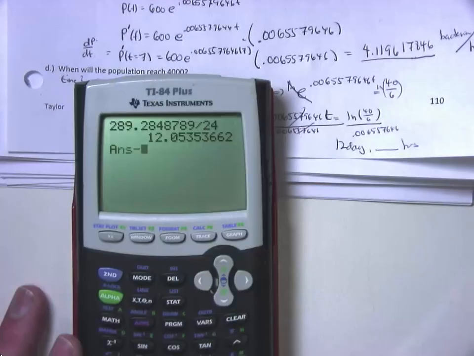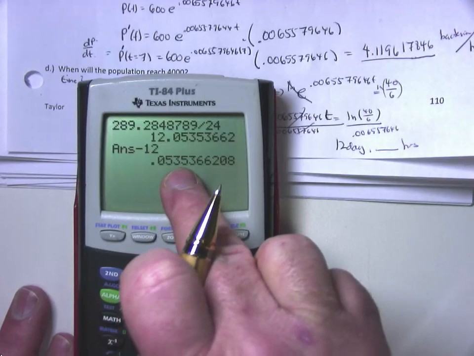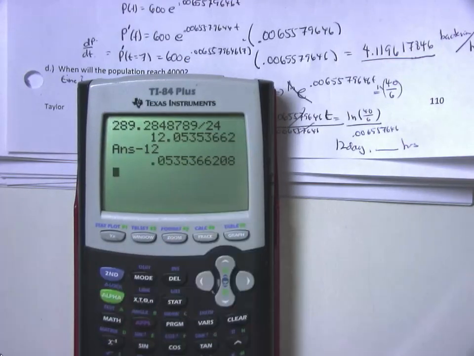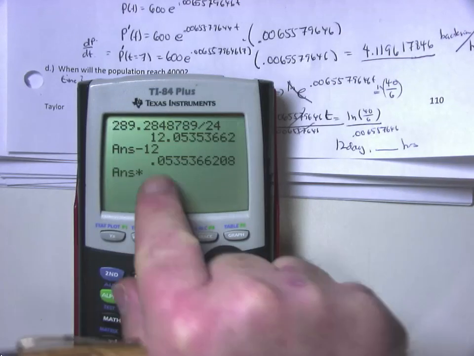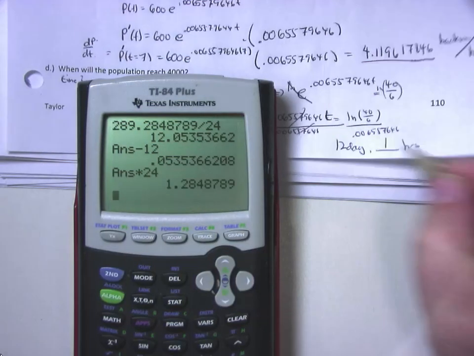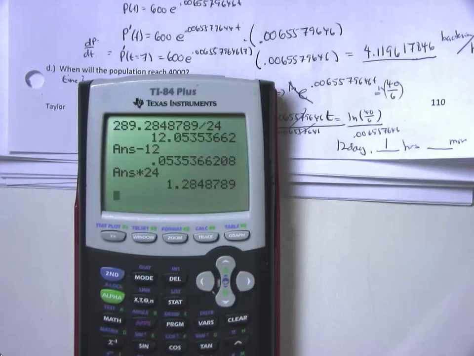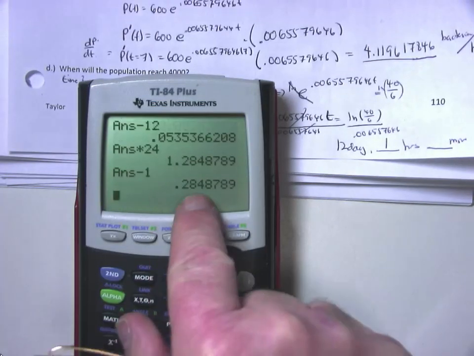So I'm going to subtract 12, and I got 0.053 of a day. I want to convert days to hours. What am I going to do now? We'll go back and multiply just the decimal part by 24, and what do I got? 1 hour. Now I need to know how many minutes. So subtract off the 1. So this is 0.28 of an hour.